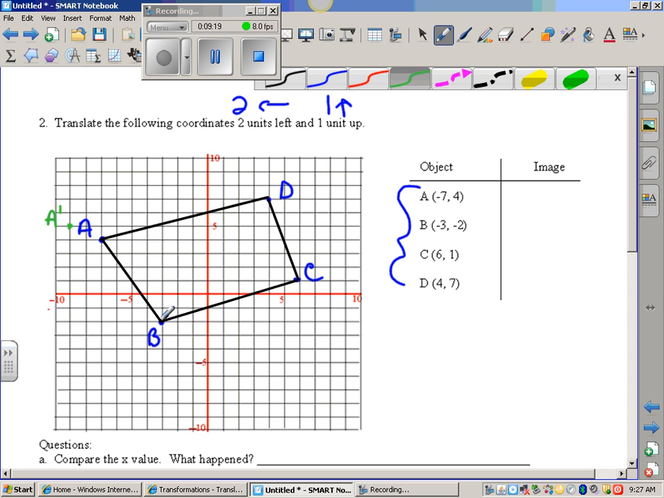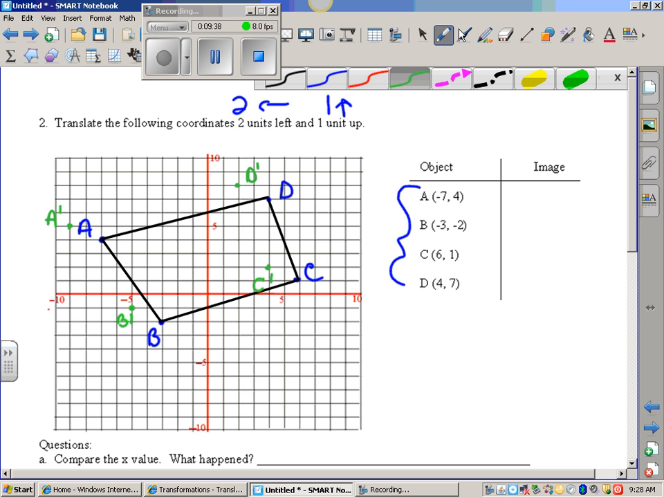Start at B, put your pen on the dot. Don't start counting until the pen is on the dot. 2 units left, 1, 2, 1 unit up. B prime. Put your pen on C. 2 units, 1, 2, up 1. And D, 2 over, 1 up.